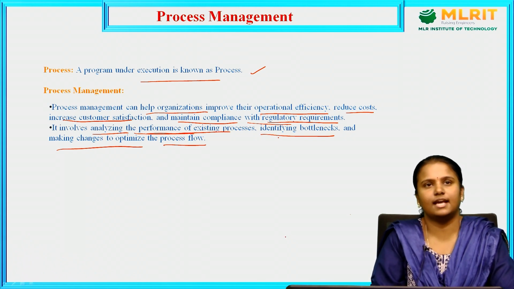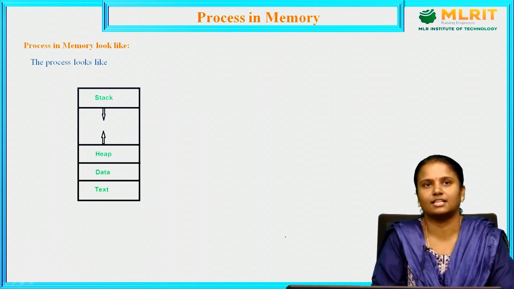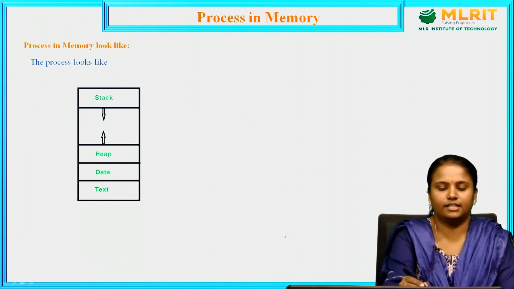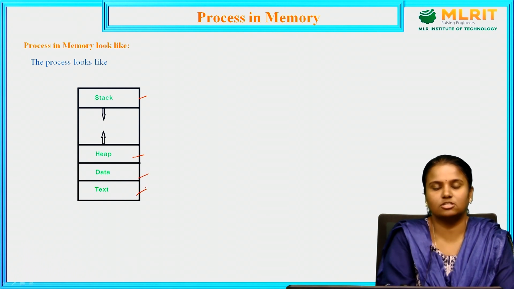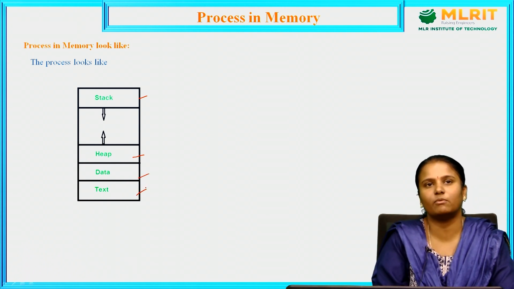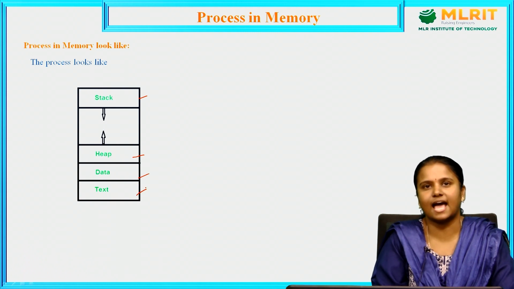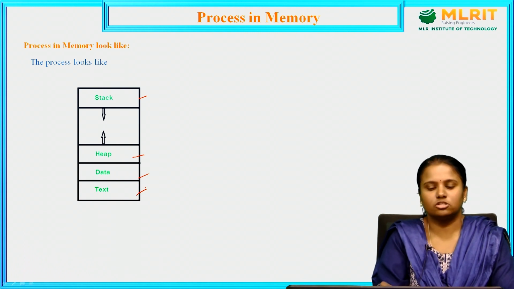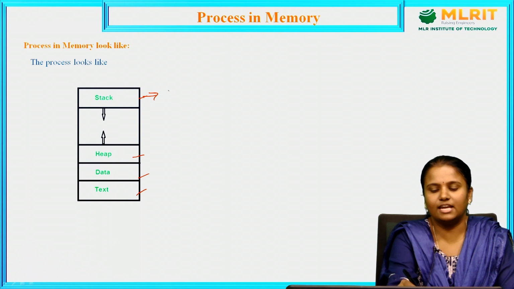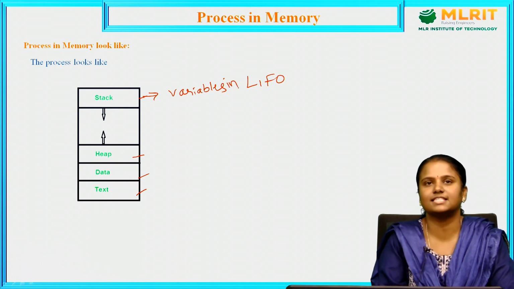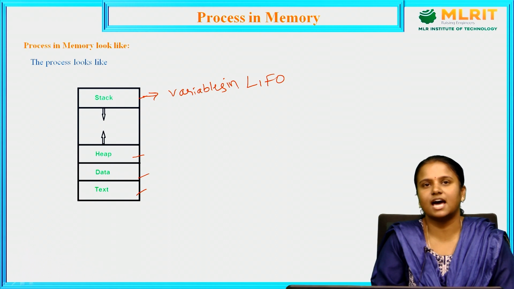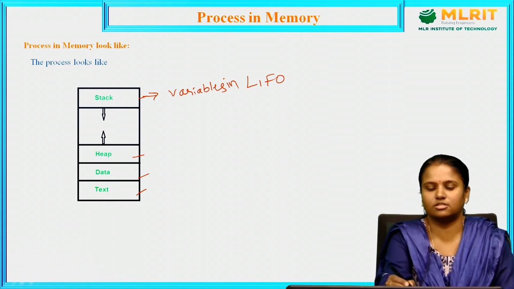So let us see next, what a process in memory looks like. It looks like first stack, then heap, then data and text. So how the memory of a process looks like is stack, heap, data and text. Stack is nothing but the variables which are organized in LIFO order. LIFO is what? Last in, first out. The variables which are arranged in last in, first out order is known as stack.